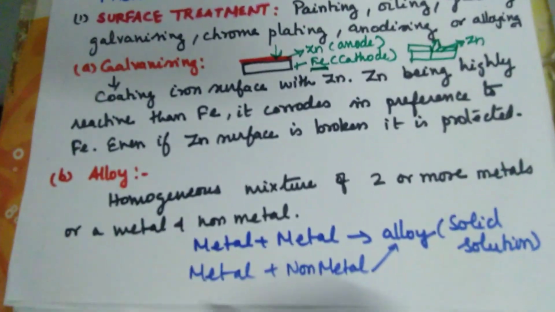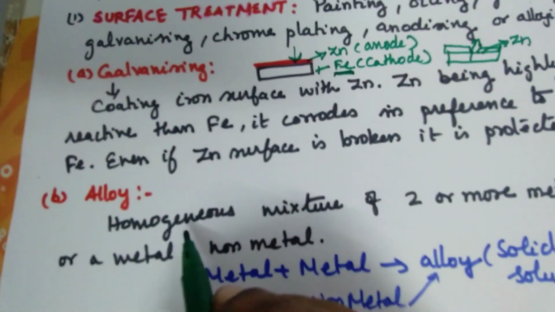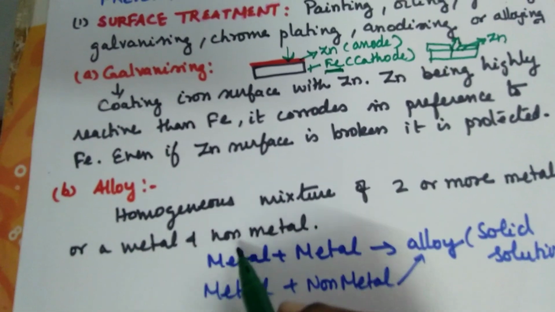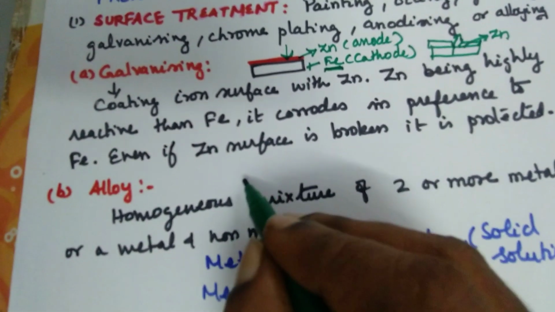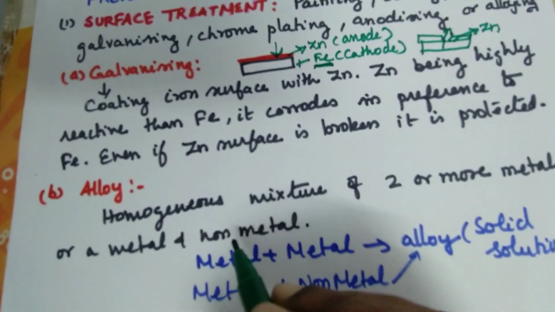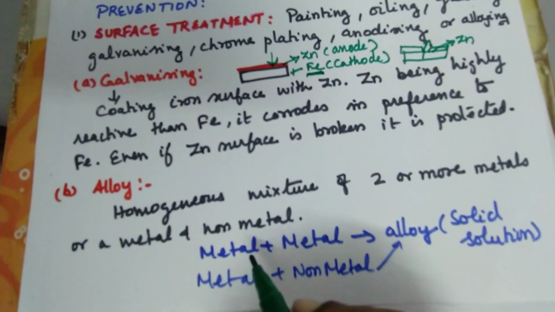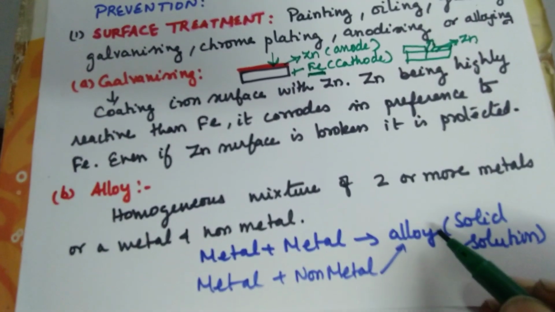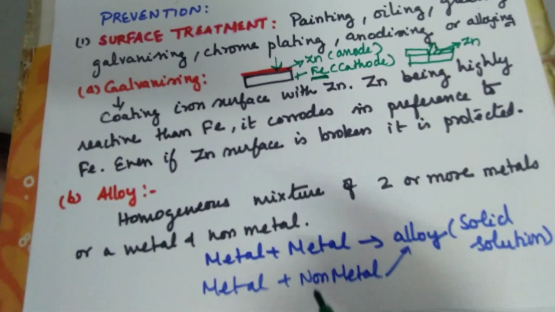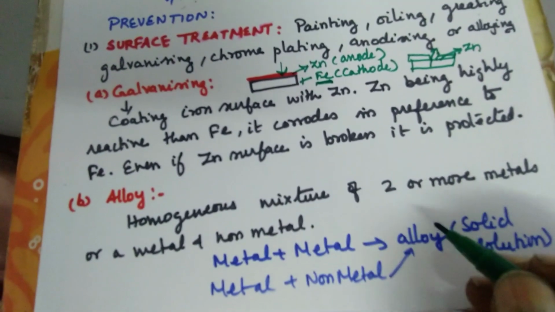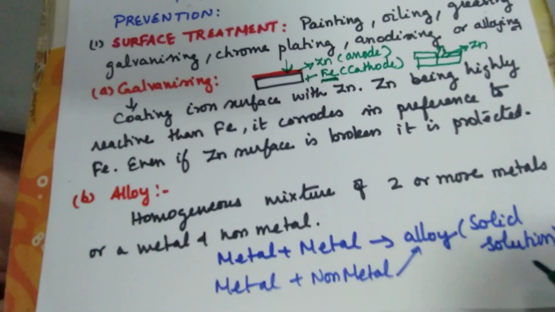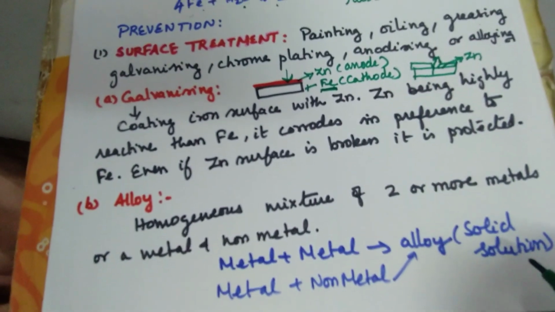Good. Then what is alloying? Alloying is a homogeneous mixture of two or more metals, or a metal and a non-metal. So it is a combination of a number of metals, or a combination of metal and also a non-metal. Metal plus metal is alloy, metal plus non-metal is also alloy. At least one ingredient should be metal, then we call it an alloy. Alloy is nothing but a homogeneous solid solution. Throughout it is the same.